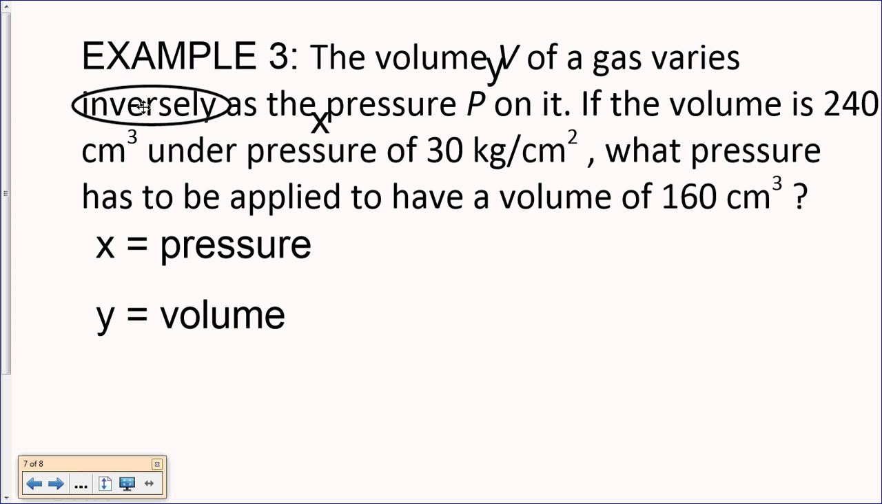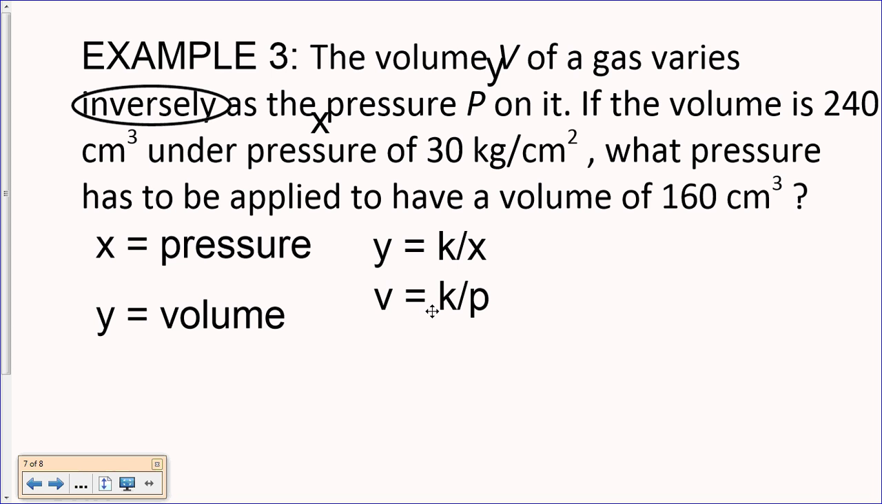So we know it's inverse, we know what x and y is representing, so we know we're using the equation y equals k over x, but I'm just going to change it a little bit to actually apply it to this situation and put in the v and the p. So v is for my volume, which is y, p is for the pressure, which is my x. So v equals k over p. Alright, now I have the equation, but I don't know what k is.